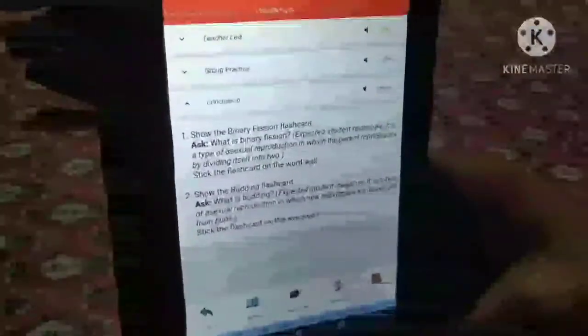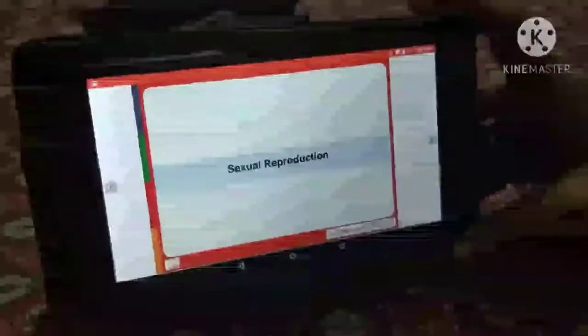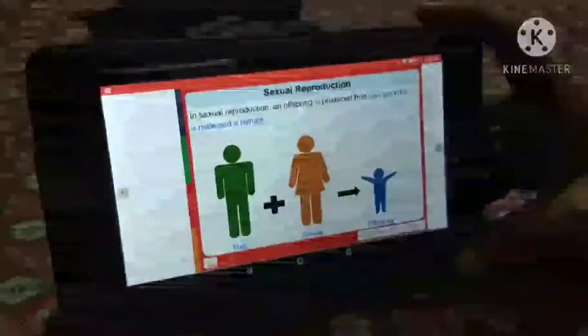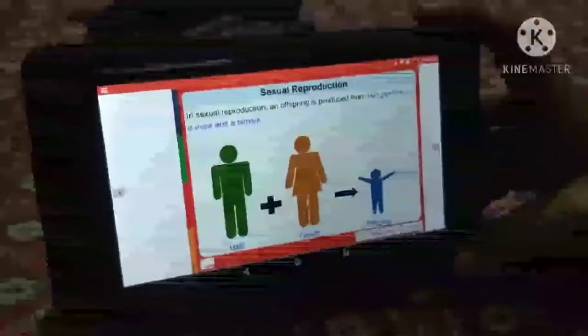Students, what is binary fission? It is a type of asexual reproduction in which parents reproduce by dividing itself into two. Right? What is budding? It is a type of asexual reproduction in which new individuals are developed from buds. Now we will learn about the sexual reproduction. In sexual reproduction, an offspring is produced from two parents, a male and a female.